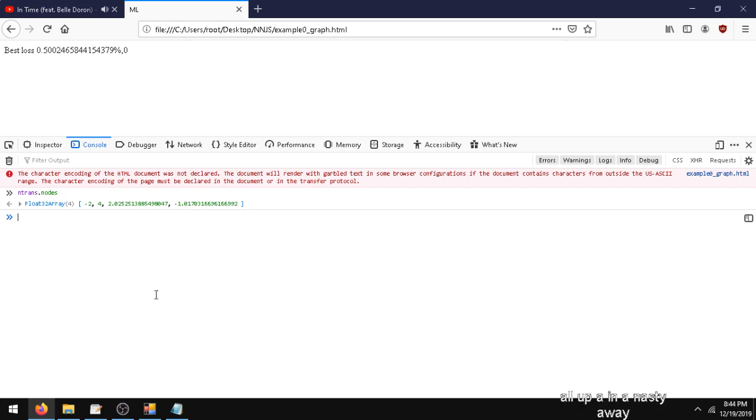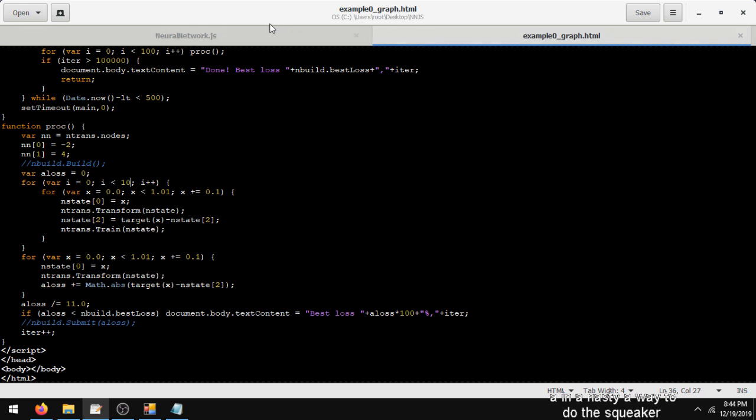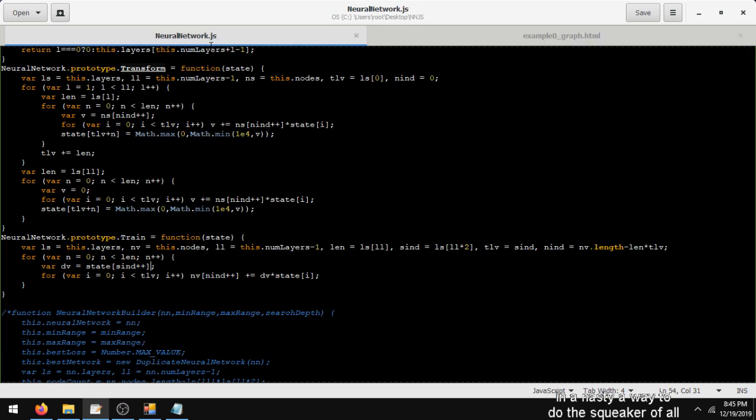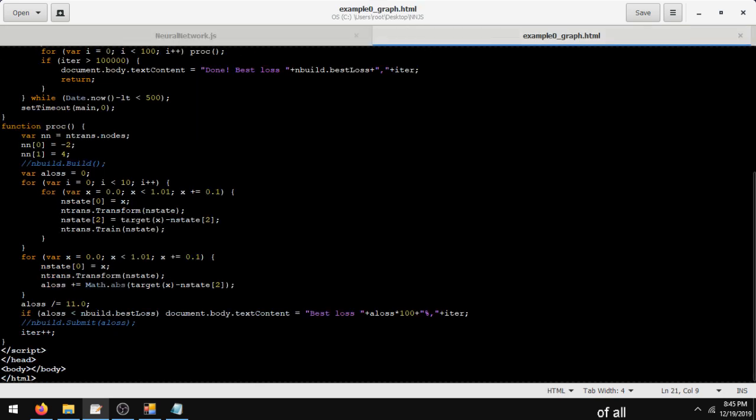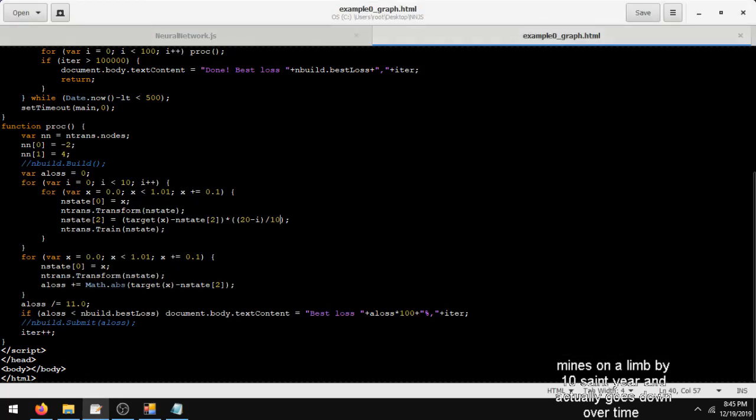There has to be a way to do this quicker. I wonder if lowering this over time, like if I went minus I divided by 10, so the derivative actually goes down over time. No, that made it worse.